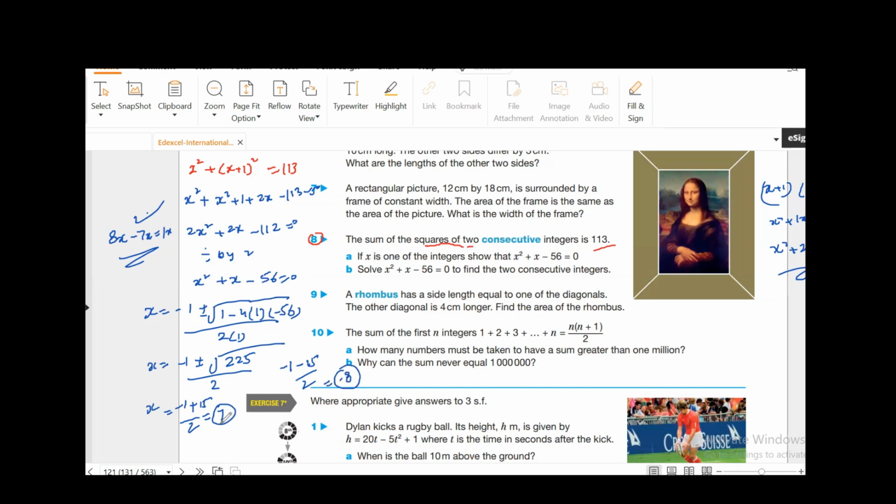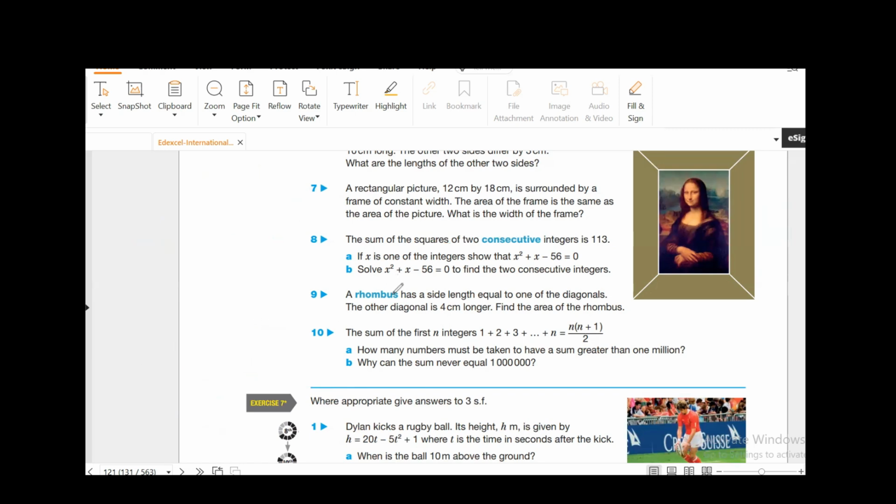So we have one answer, which is 7. So if x is 7, x plus 1 would be 8. And if x is 8, the other one is minus 7. So these are the answers. I hope you get it, this one.